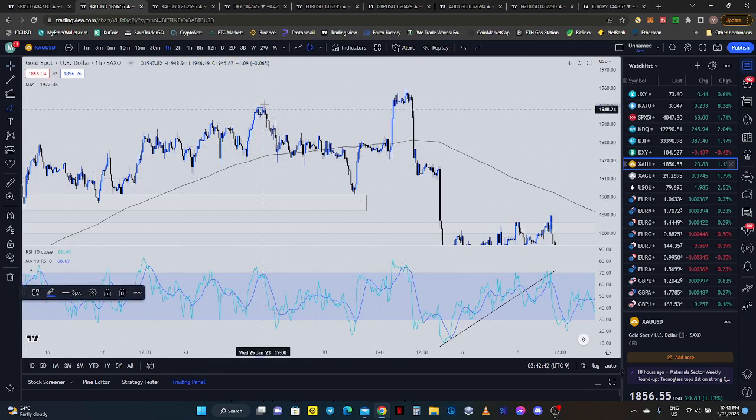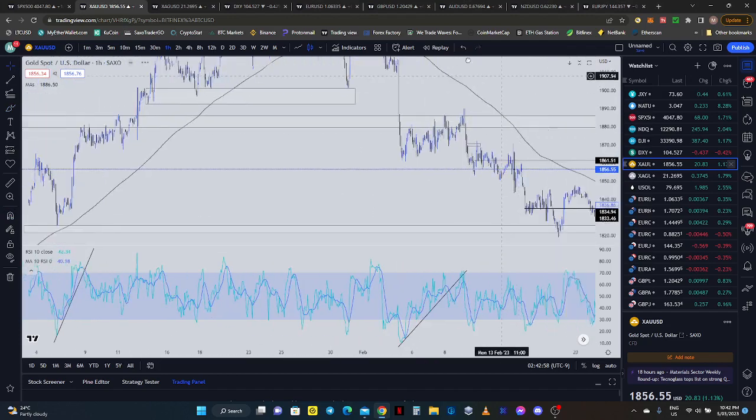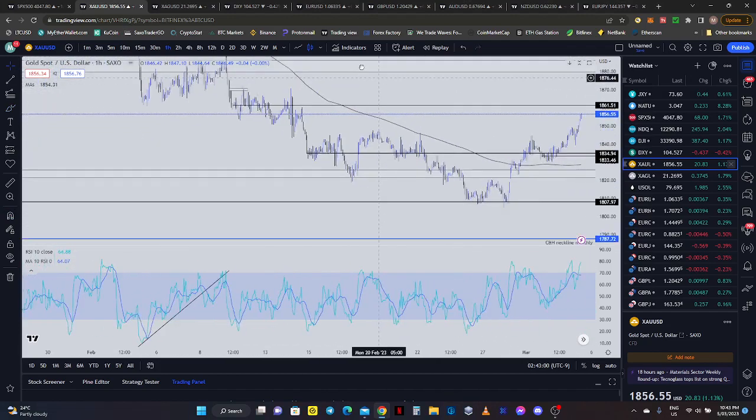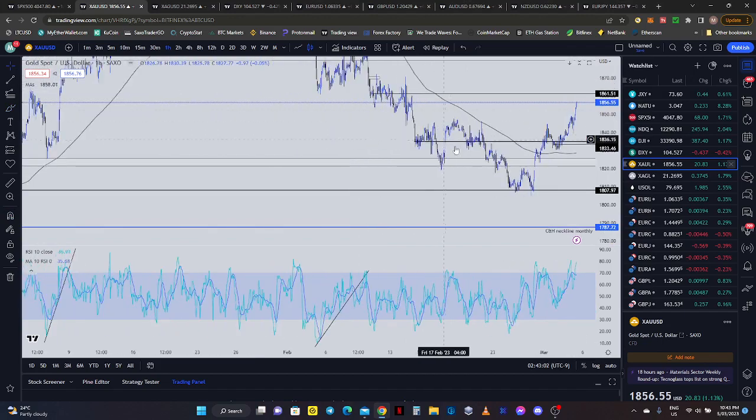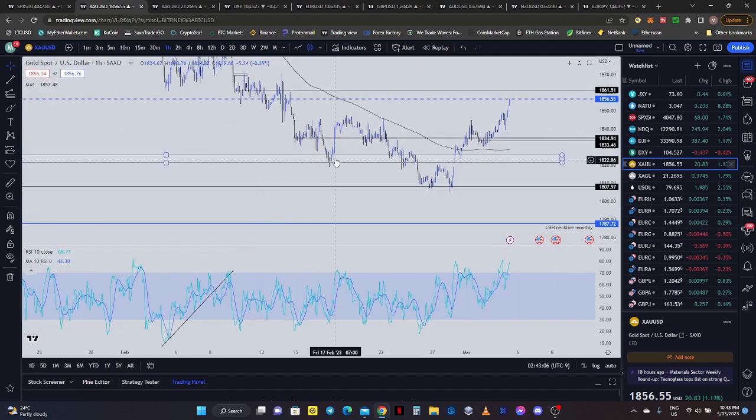So I called the top here and rode it all the way down to our box. Went up and then called this correction in here for the top, and then called the sell here. Alright, so very good action on gold there. Just been riding corrections down and taking sells, taking buys through this region.